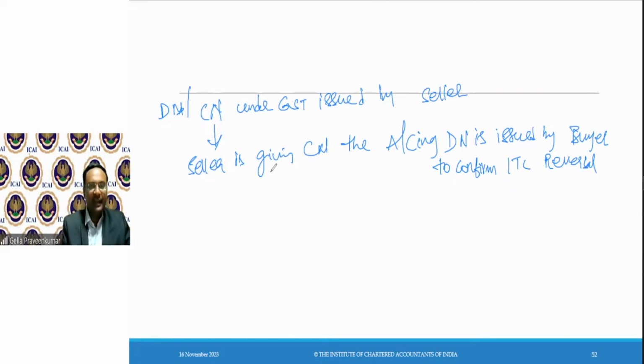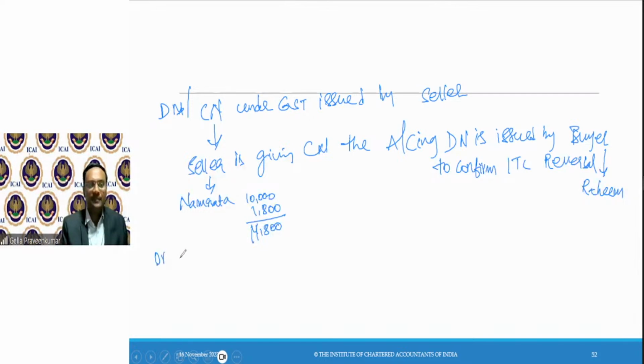I'll give an example this way. Say there is a seller, and let's stand on that particular example of a paint business. Seller is Namrata and buyer is say Rahim. Namrata says, I'll give you a credit note for 10,000 and GST thereupon say 1,800, total 11,800. Now what will Namrata do?